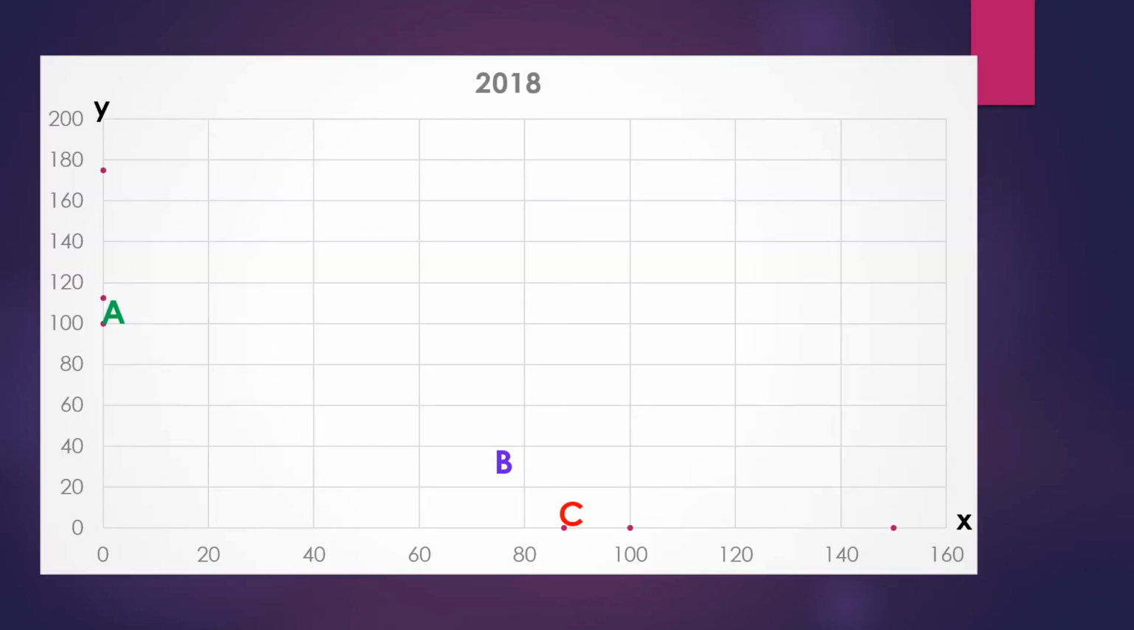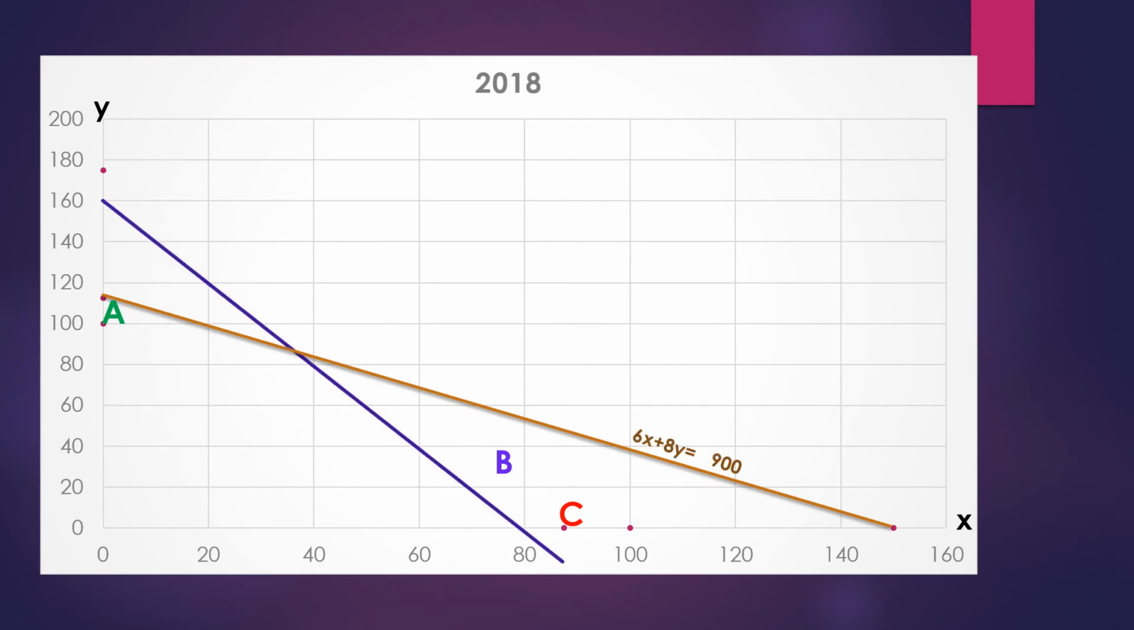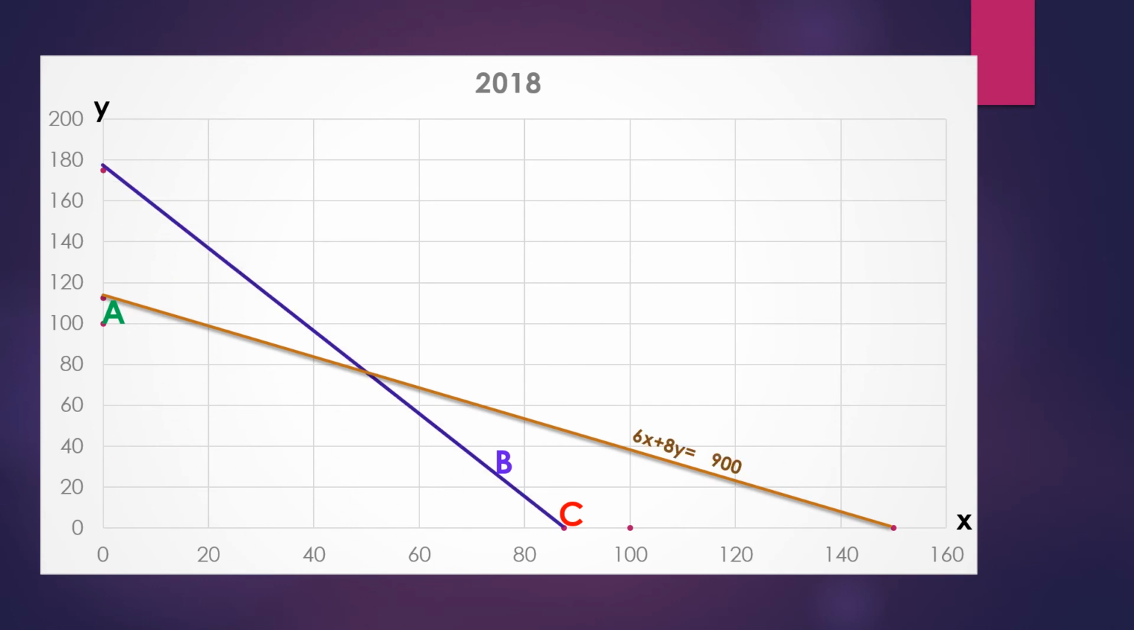Now, let's draw the graph based on the coordinates. Here, the horizontal axis represents the x products and the vertical axis represents the y products. Now, the first straight line reflects the cutting and sewing department's hours availability. The second straight line reflects the finishing department's hours availability. And the third straight line reflects the packing and shipping department's hours availability.